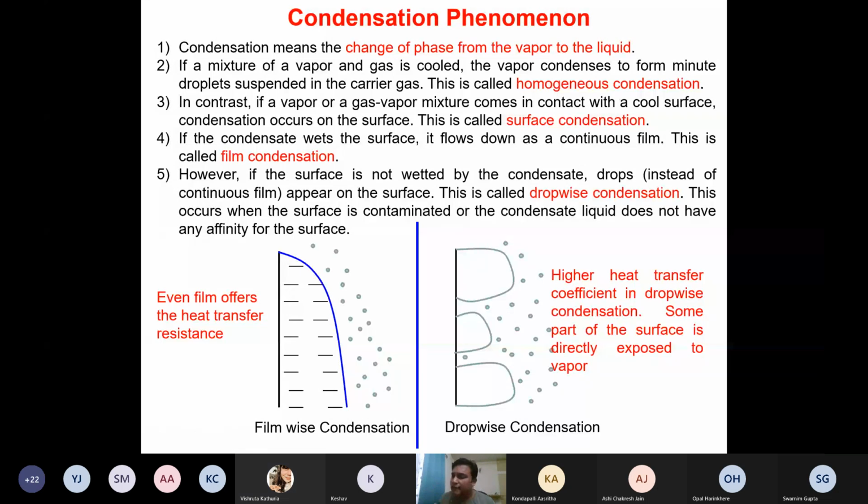Okay, so the most common phenomenon used in the process industry is film wise condensation, because in addition to condensation, the purity of the condensate is also important, isn't it? In drop wise condensation you would contaminate that, which is not desirable. Even though the heat transfer coefficient is at least 2-3 orders of magnitude higher than film wise condensation, still it is not advisable. Okay, clear?